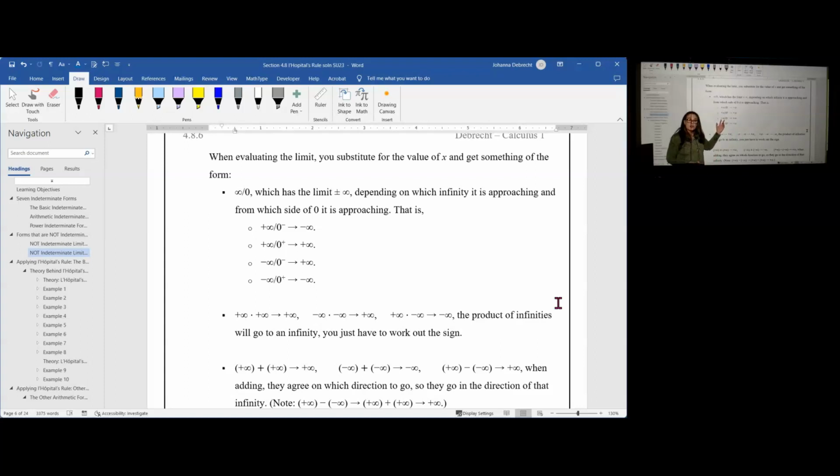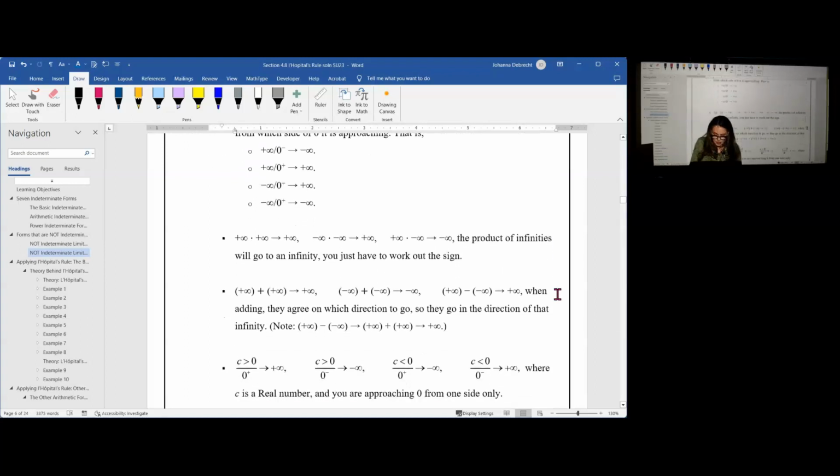If you were approaching negative infinity in the numerator and approaching 0 from the left in the denominator, it would be positive infinity because a double negative is positive. If it approaches negative infinity in the numerator but approaches 0 from the right side, the positive numbers, it would approach negative infinity.